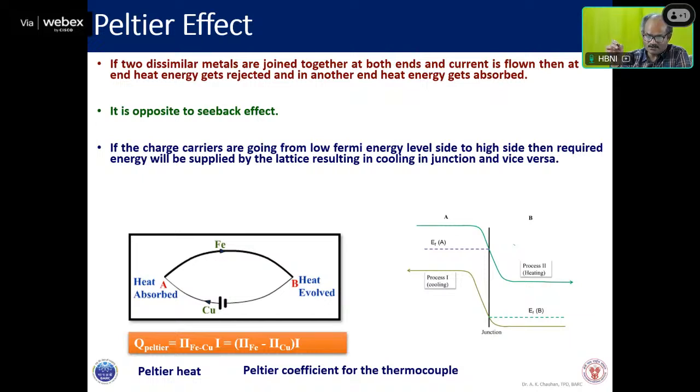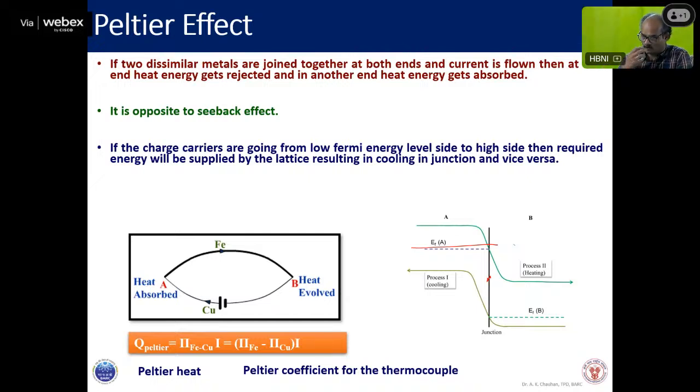If the charge carriers are going from the low Fermi level side to the higher side, then the required energy will be supplied by the lattice, resulting in cooling at the junction and vice versa. So suppose this is a junction, and this is a low Fermi level material, and this has a high Fermi level, and your carrier is moving from this side to this side, so it requires a certain amount of energy, and this energy is taken from the lattice. So if energy is taken from the lattice, what will happen?